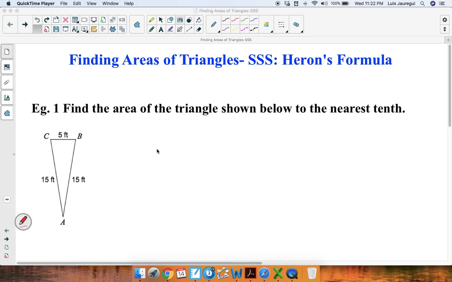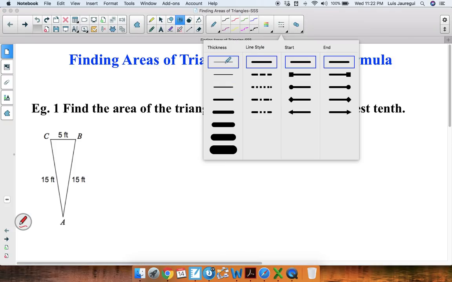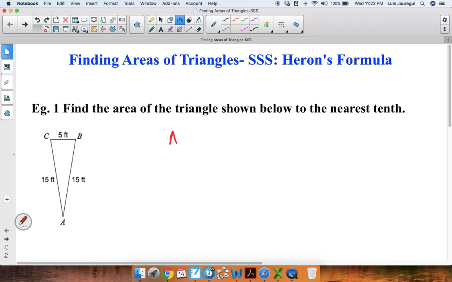Welcome. In this particular video, we'll be finding areas of triangles once you know the measures of all three sides. And to do so, we're going to use Heron's formula. So before we get started with the example, let's state what Heron's formula says. In particular, to find the area of any triangle, you can apply this formula.